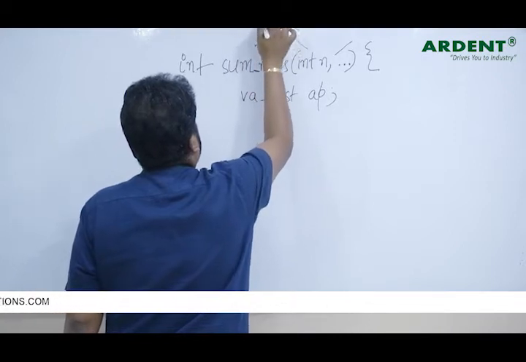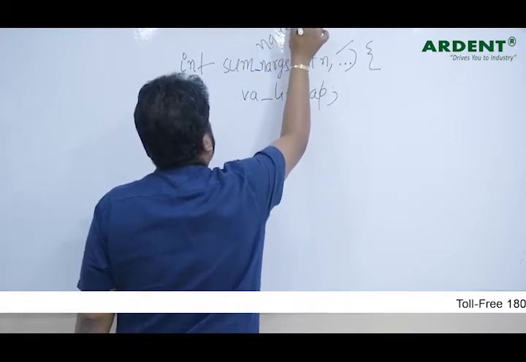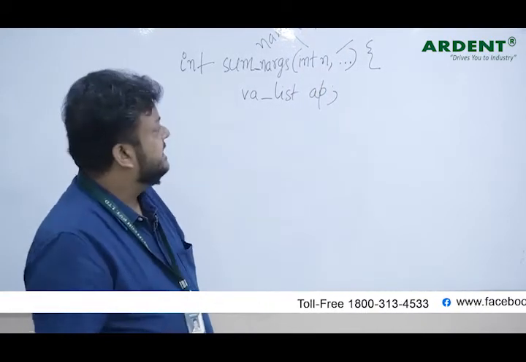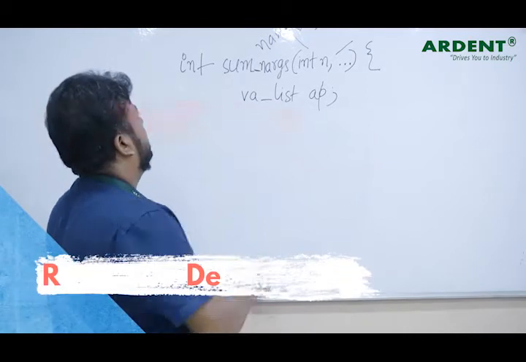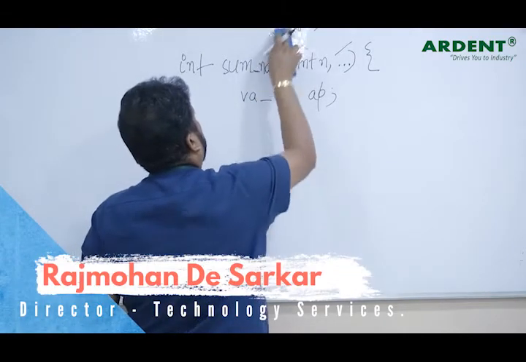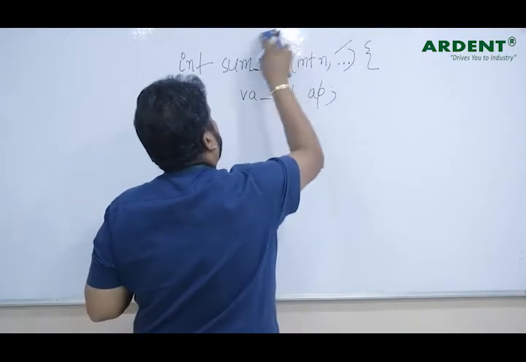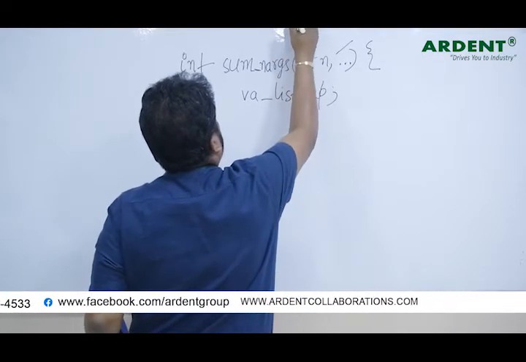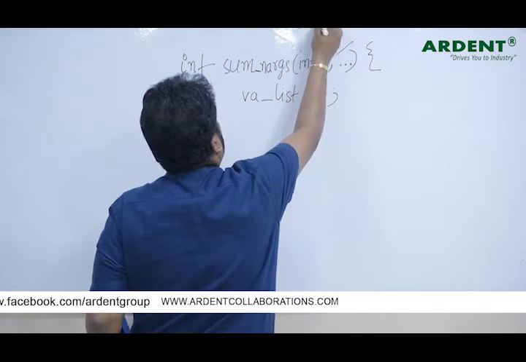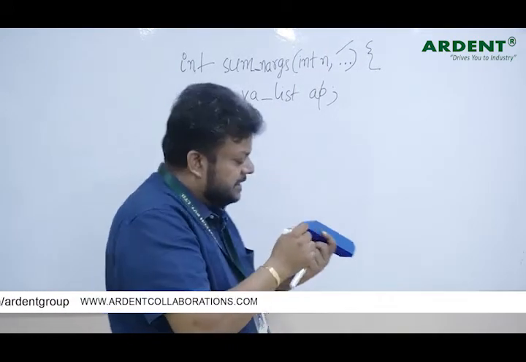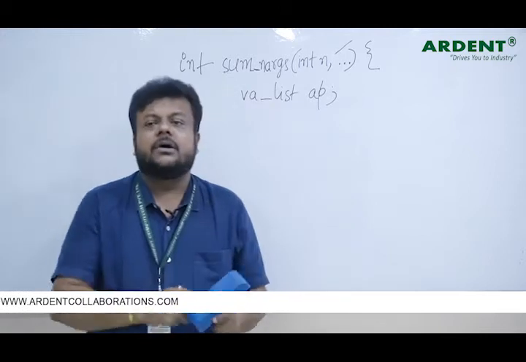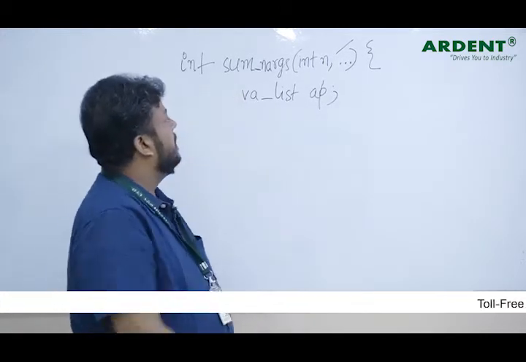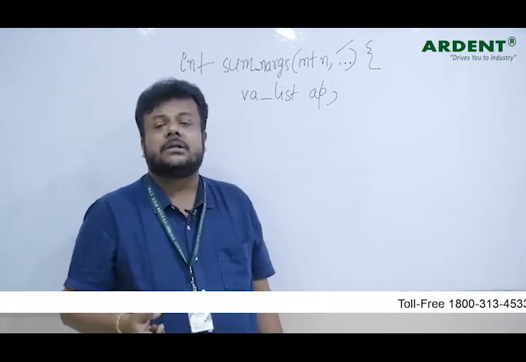The name of the header is stdarg.h. Let me just clear this part of the board so that it's visible to all of you. The name of the header is stdarg.h. If we expand this, it is standard argument.h. Now the standard argument header contains this va_list.